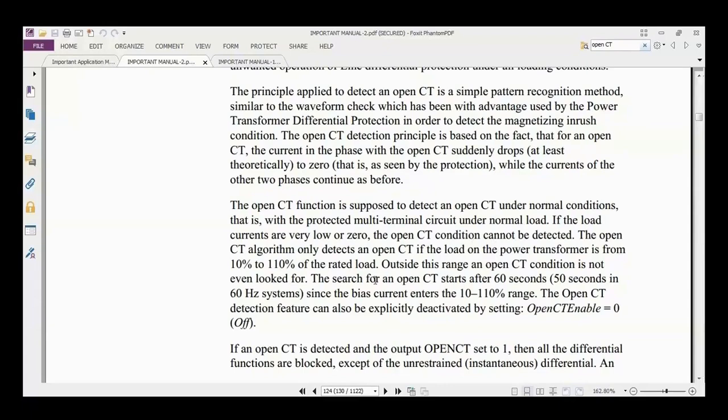Then he told you that the differential opens the phase after 60 seconds. If you are working in what? In 50 hertz or 60 hertz? We are working on a 60 hertz system. So it is 50 seconds in a 60 hertz system, which means 60 seconds in a 50 hertz system.